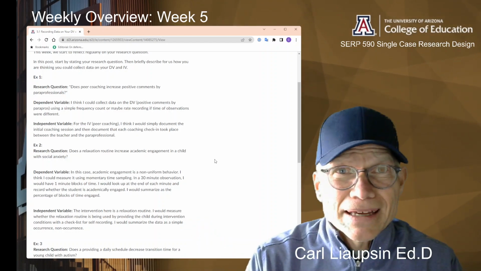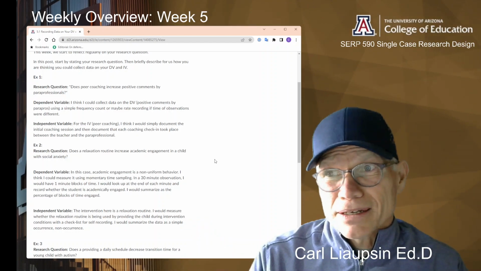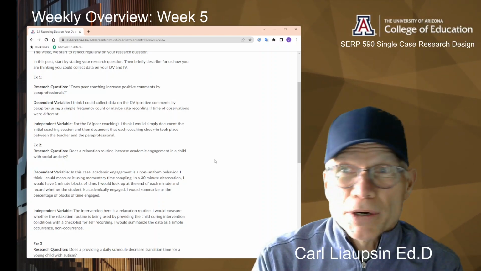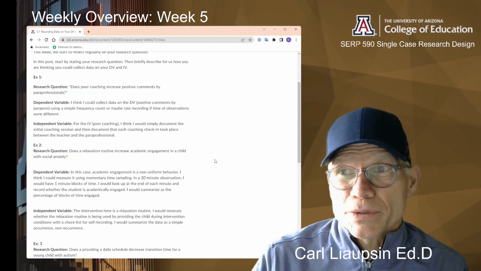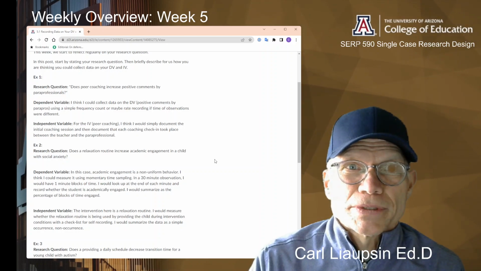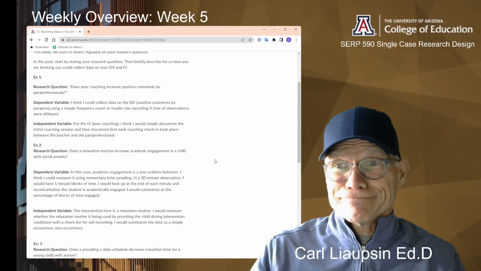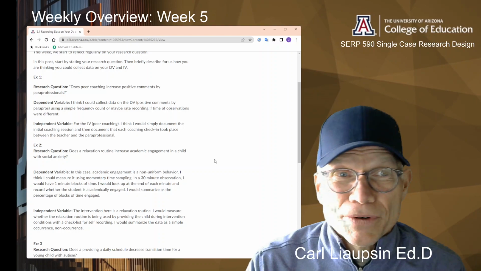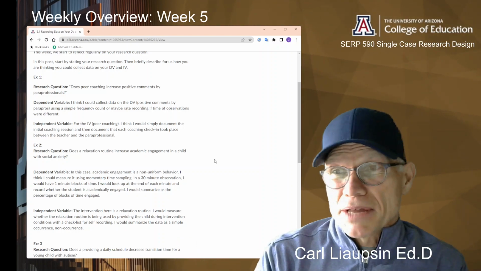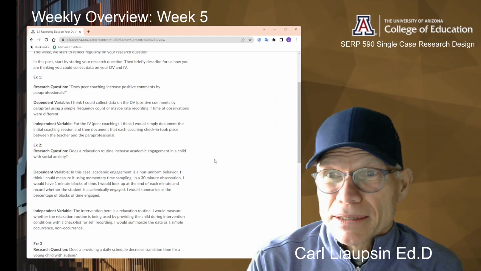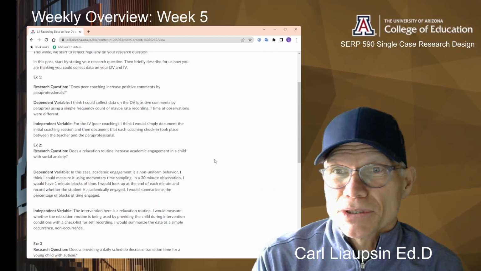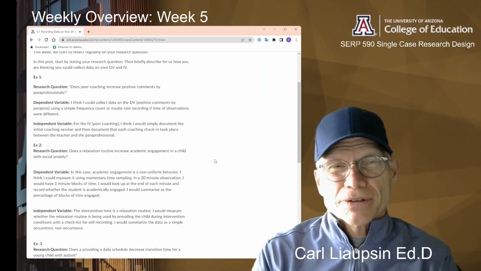And then you might say for dependent variable, I think I could collect data on the dependent variable, which is positive comments by parapros, using a simple frequency count or maybe rate recording if time of observations was different. For the independent variable, for the intervention, which is peer coaching, I think I could simply document the initial coaching session and then document that the coaching check-in took place between the teacher and their paraprofessional.